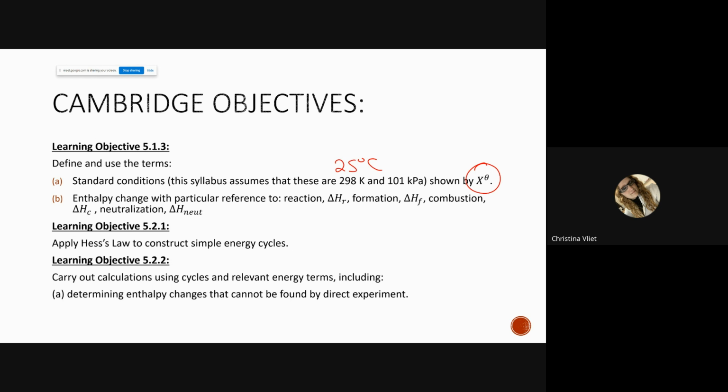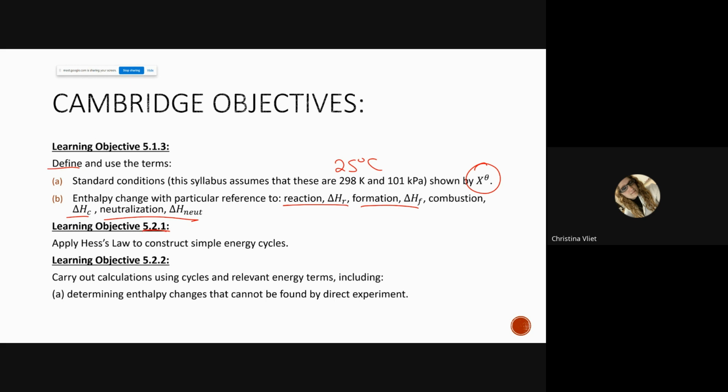Enthalpy change, with particular reference to: we have to know the definition and how to use enthalpy of reaction, enthalpy of formation, enthalpy of combustion, and then finally one that we actually already looked at, neutralization. So I'm really not going to spend time on neutralization today because we already did define and do the math for that one. But we're going to be looking at the other 3: formation, combustion, and reaction. They just have slightly different definitions.